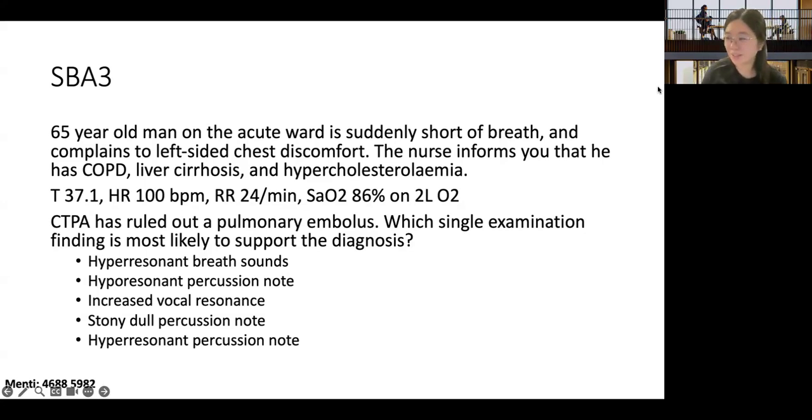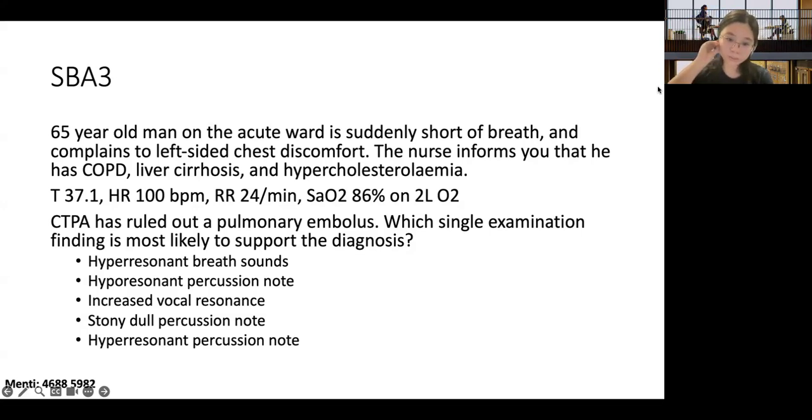What is a VQ scan? It's a ventilation perfusion scan. So if you remember the VQ ratio, I've never seen it being done in real life, so that's about it. But I guess if there's a PE, ventilation will go down. Oh wait, sorry, perfusion would go down. Yeah, that's what I meant. So that would be Q.